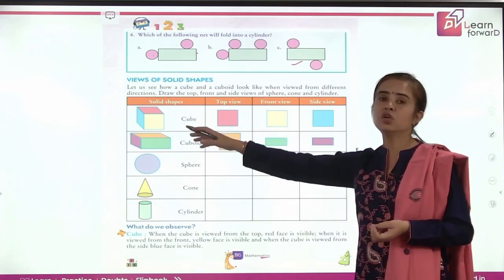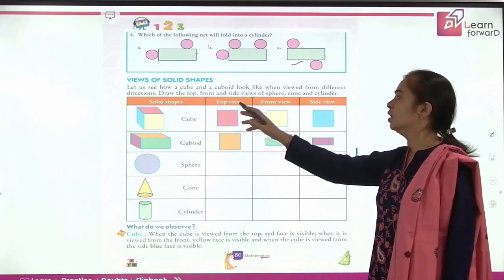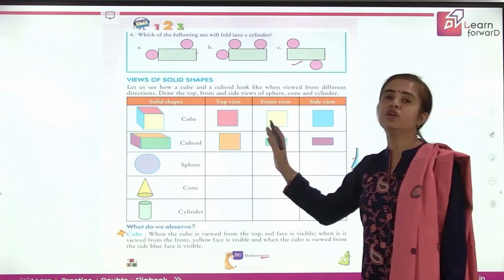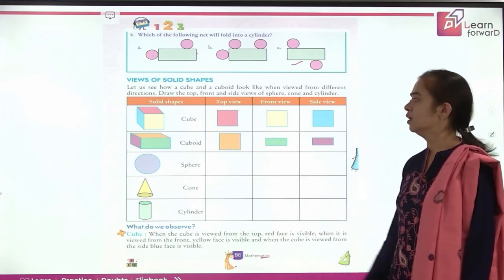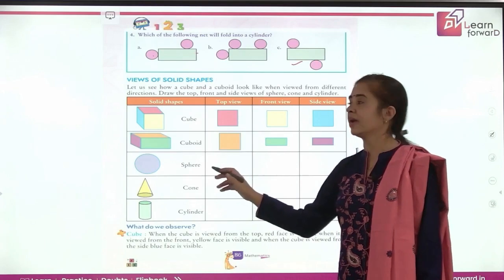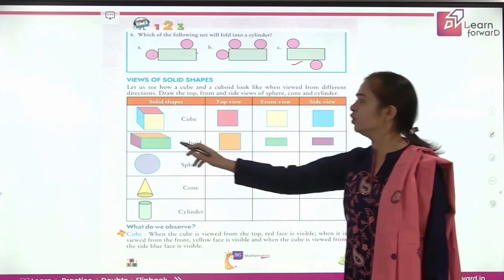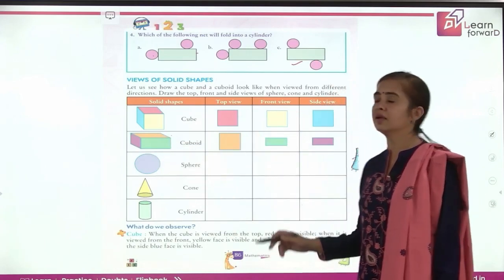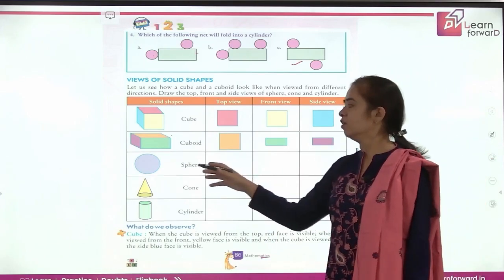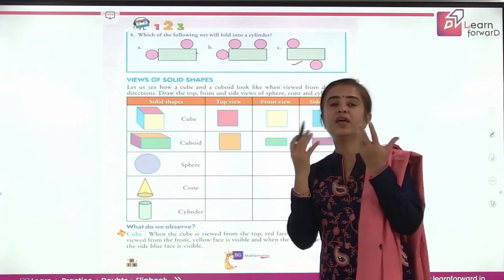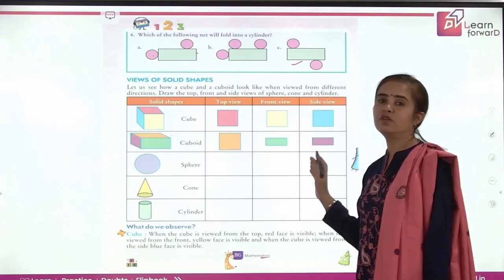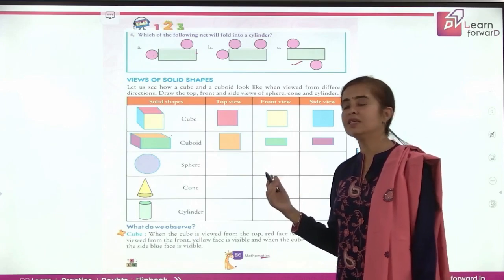So, that shows you different views. How? The cube, from whatever angle you see, whether you have a top view, the front view or the side view, you will find all squares there. When you look at a cuboid, at the top you find a rectangle. Then the front view again is a rectangle and then the side view is also a rectangle. When you look at a sphere, sphere is all round from all sides. So whichever view you take, all will be circles.